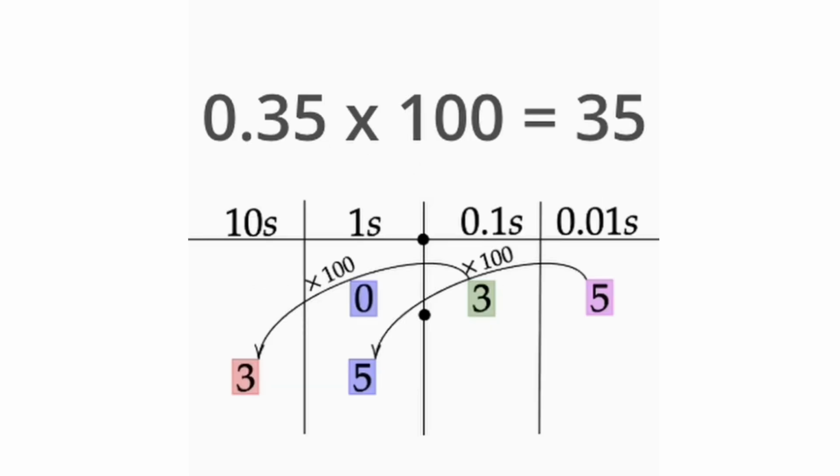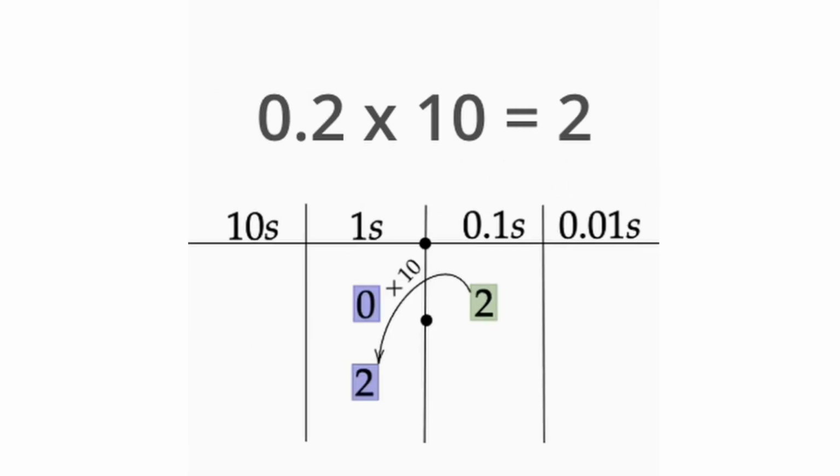So to do this, you move 0.35 2 places to the right to get rid of the decimal. So 0.35 times 100 is equal to 35. And 0.2, you move it 1 place to the right to get rid of the decimal. So 0.2 times 10 is equal to 2.